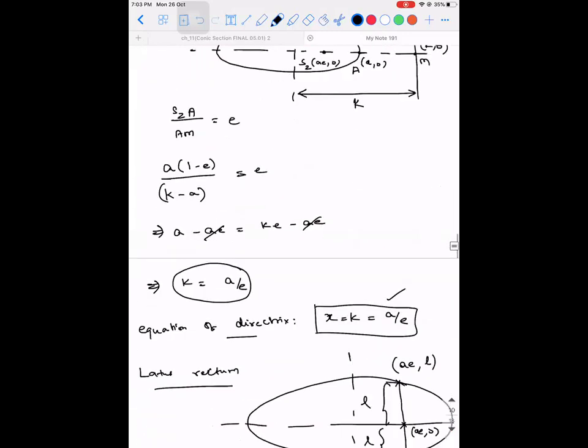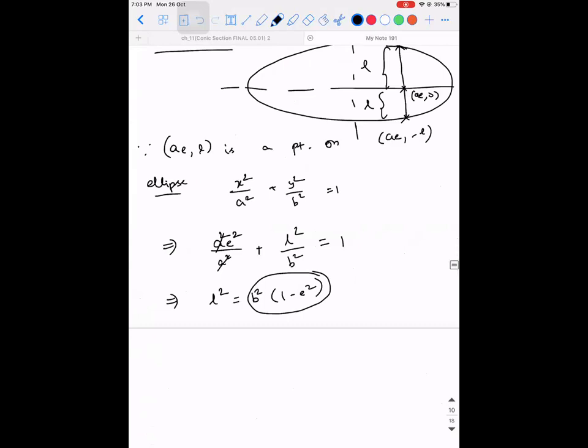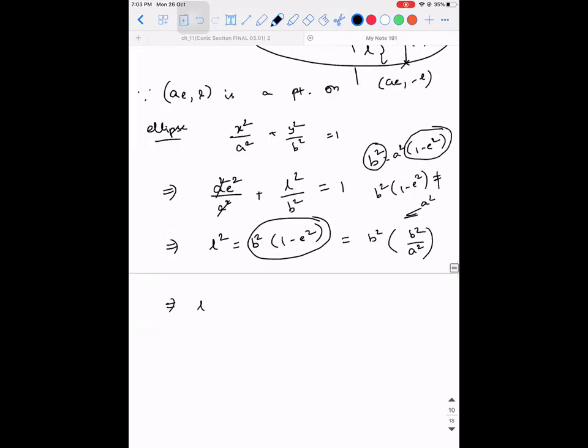It is not a square. See, b square is a square into 1 minus e square. It is not the vice versa. So here, in the place of 1 minus e square, you can write it as b square by a square. Can I write it like that? So what will be the value of L, guys? L will be plus or minus b square by a.